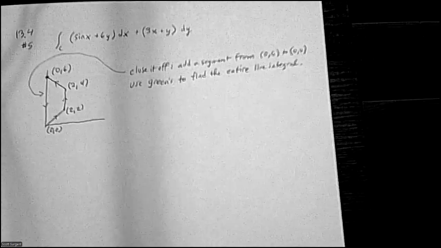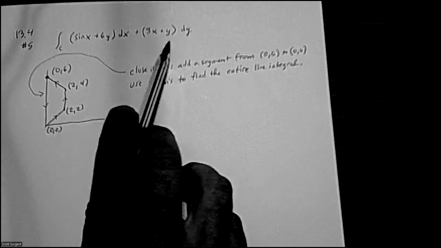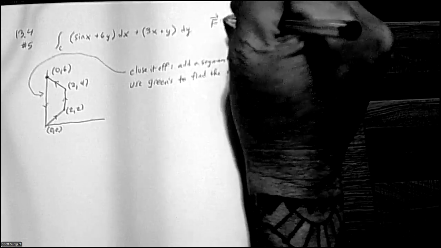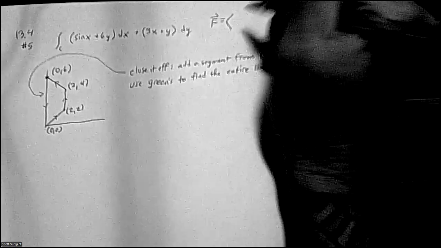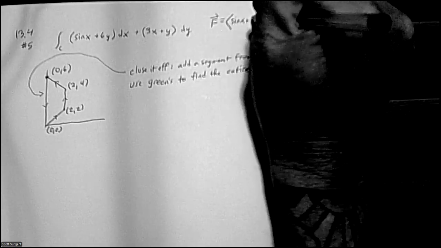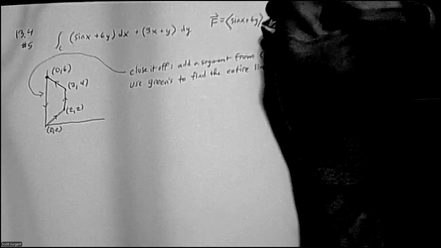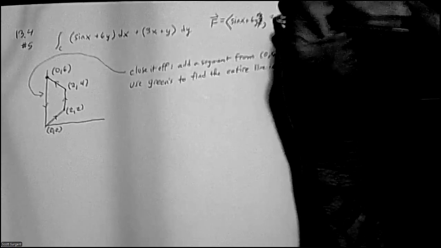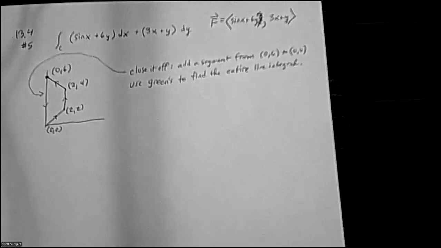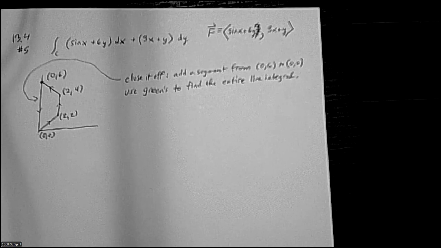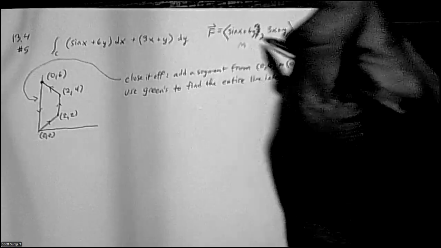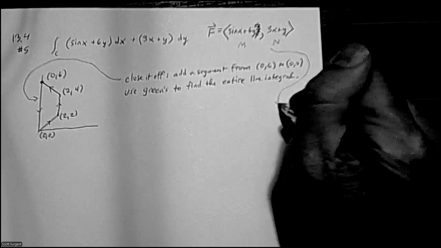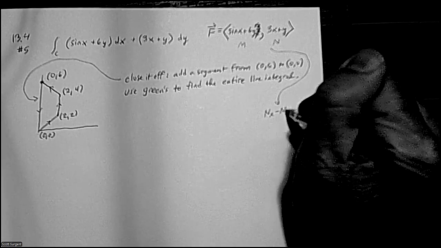Okay, so first of all, this is a line integral that's been spread out. The vector field would just be sine x plus 6y, oops, I didn't mean to close it off so fast, my bad, comma 3x plus y. Okay, that's the vector field. And as usual, I use M and N. And again, for Green's theorem, follow the arrows, it'll be N sub x minus M sub y.